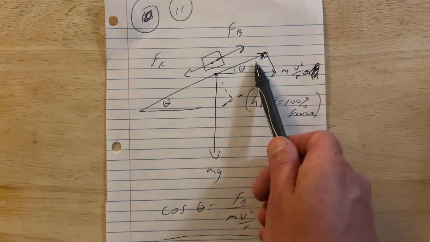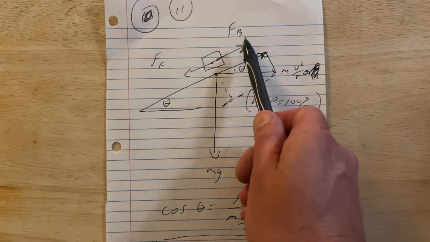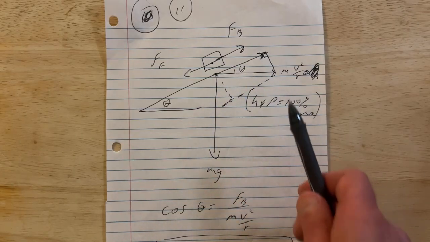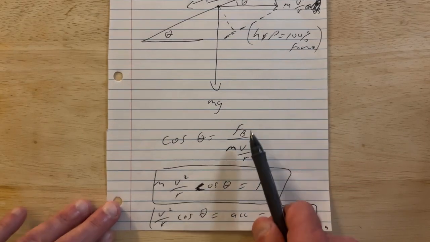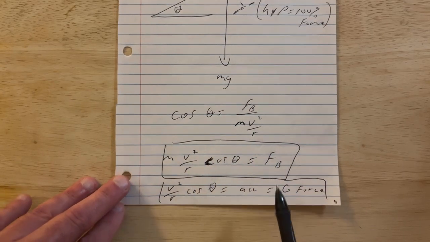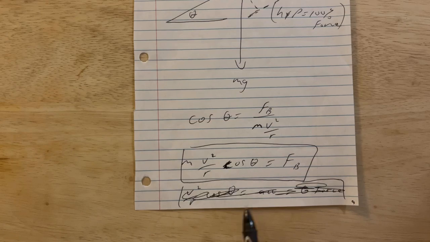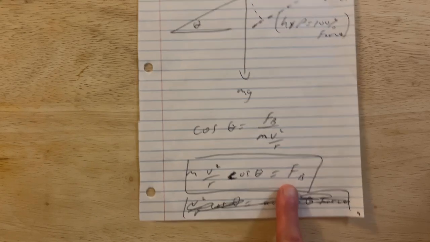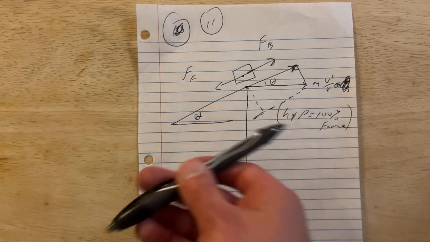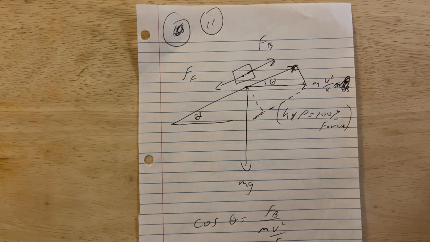So let's find the adjacent leg. That'll just be cos of theta equals backward force over the hypotenuse, which is mv squared over r. So cos theta equals that. That means mv squared over r times cos theta equals your backward force. This part at the bottom here, I was going to just show that you could get acceleration also, but I'm not going to open that can of worms. So I showed forward force and backward force. On the next page, I'm going to show how to put those together.